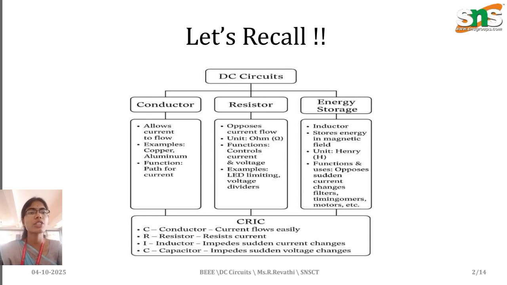The resistor plays a major role in resisting or opposing the flow of current. Energy storage is inductance and capacitance, which help to store energy and come under energy storage devices. So this is basically called CRIC: C is for conductor, current flow, R for resistance, I for inductance, and C for capacitance. It is completely called CRIC.